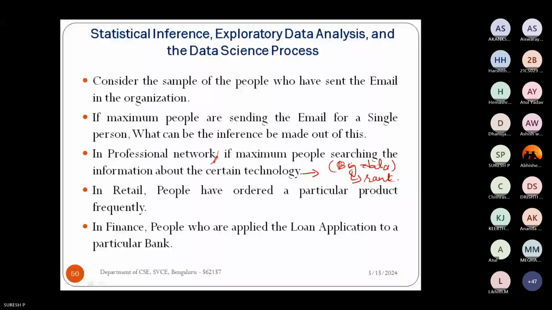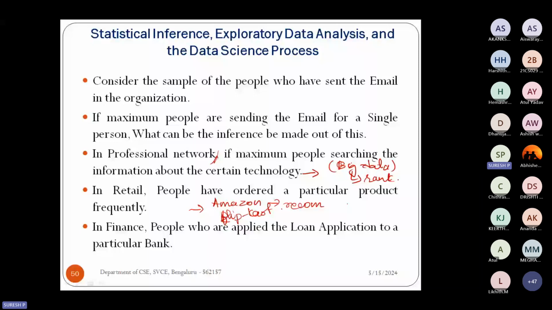Now in retail, people have ordered a particular product frequently. If you take retail, Amazon and Flipkart are the best examples. You have ordered a particular product frequently, so it is going to be recommended. That is one thing you are going to recommend or take as samples. Even in Flipkart, the same thing happens.